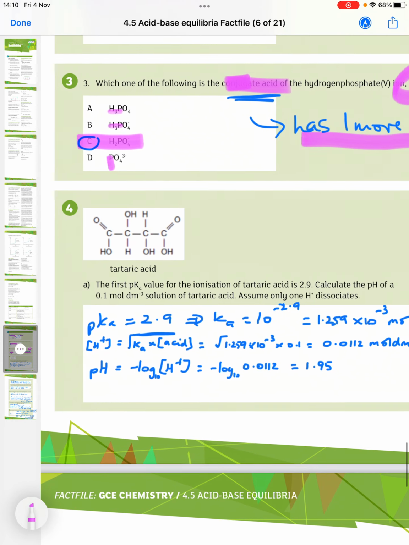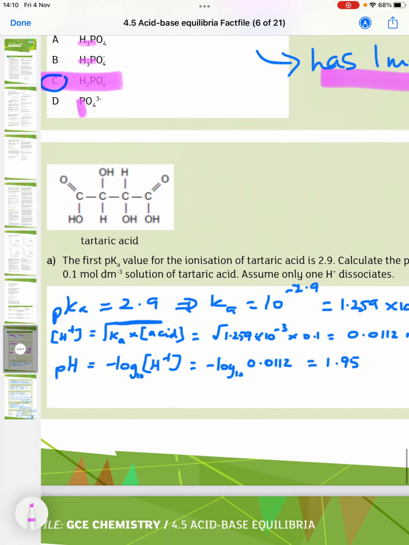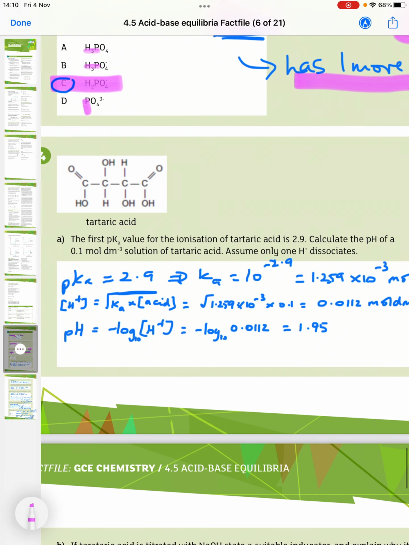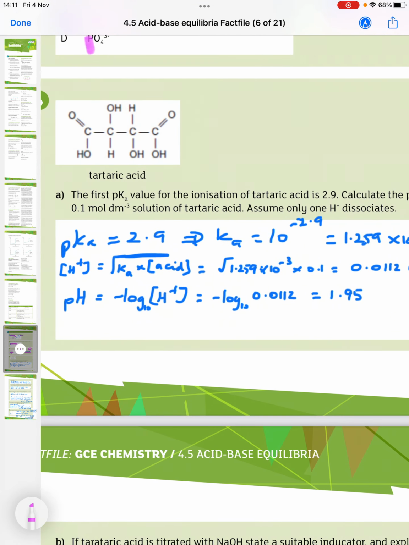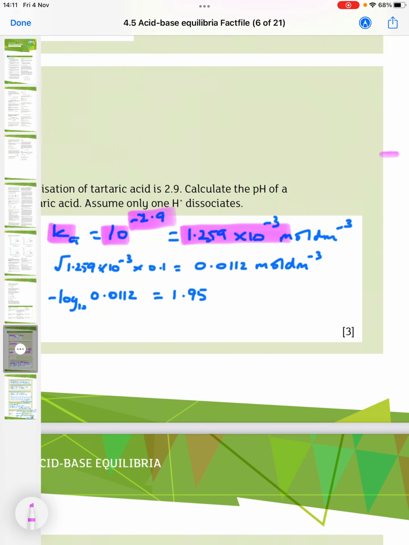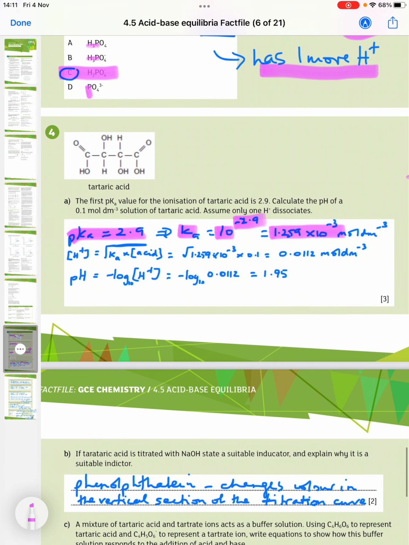All right, now a bit of a calculation. So this is tartaric acid. And it tells you the first pKa value for the ionization of tartaric acid is 2.9. Calculate the pH of a 0.1 molar solution of tartaric acid. Assume only one H+ dissociates, which is good because there are quite a lot of them there. Okay. So if pKa is 2.9, then we can work out Ka as 10 to the power of minus 2.9, and that comes in at 1.25 by 10 to the minus 3.